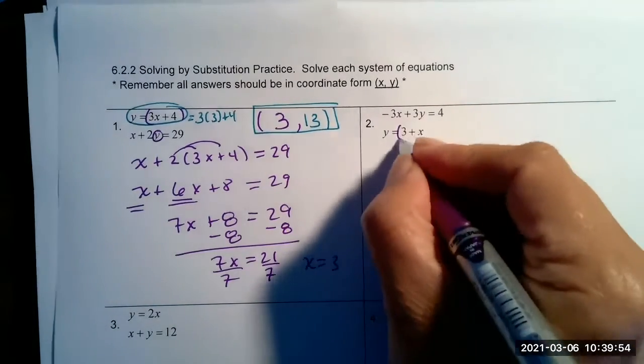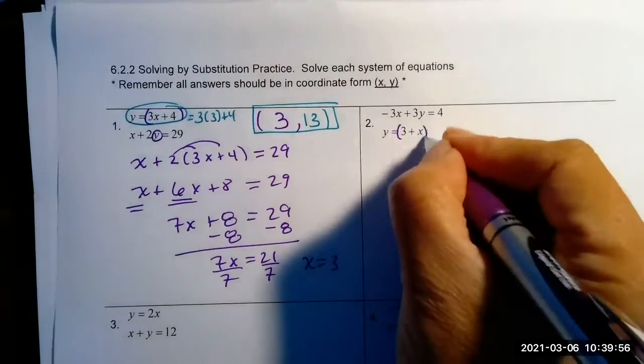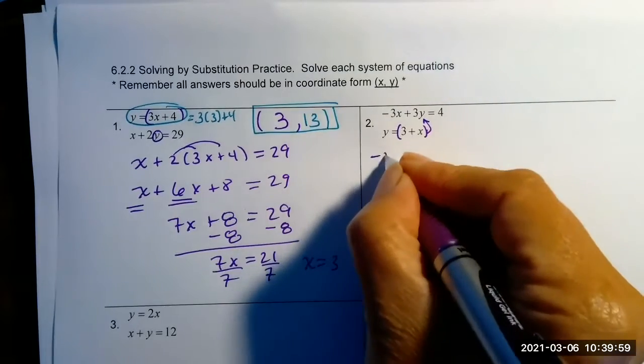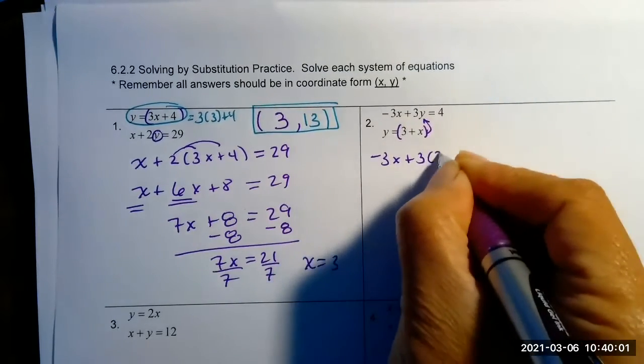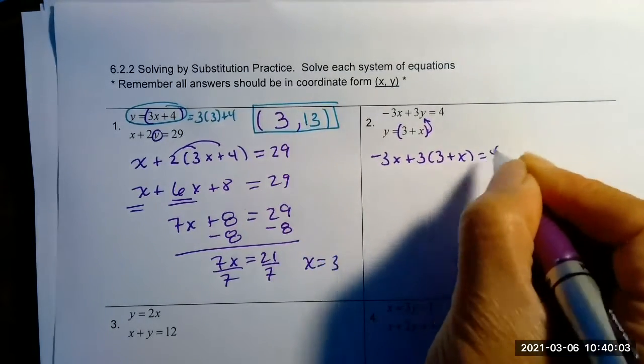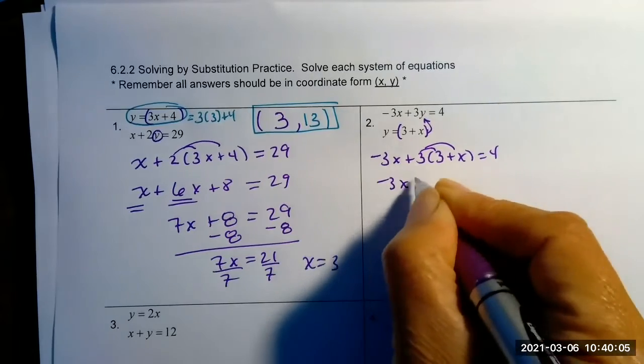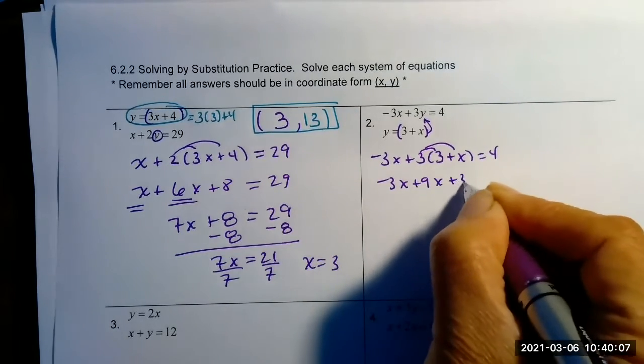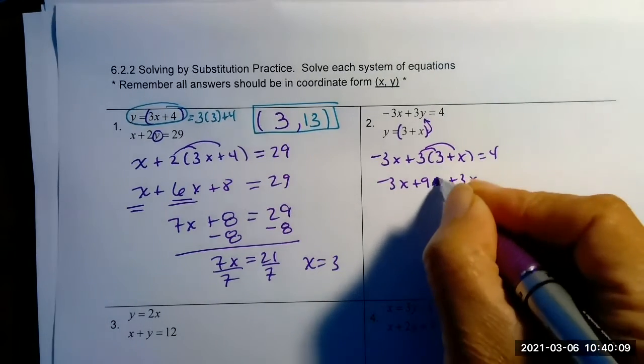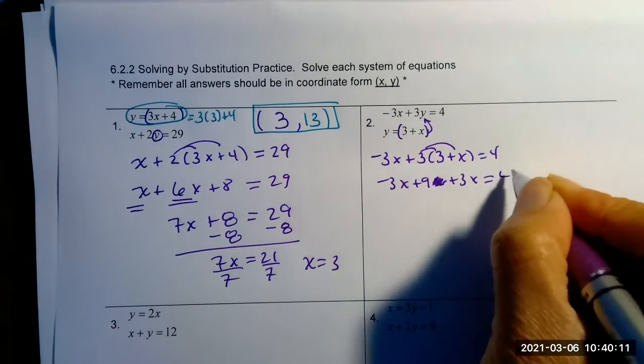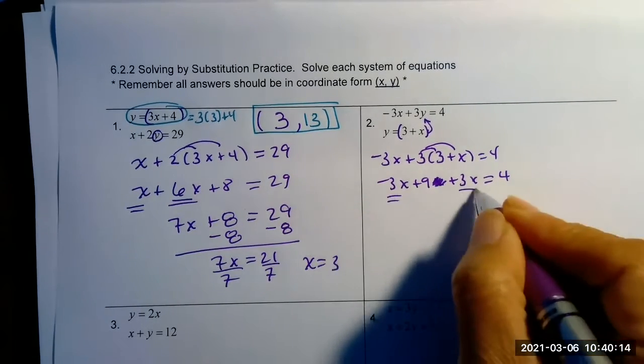All right, let's check our answer. Again, I'm going to put parentheses around it and substitute it in there. Negative 3x plus 3 times (3 plus x) equals 4. Distribute. Oops, that's 9, not 9x, equals 4. So I'm going to combine like terms.